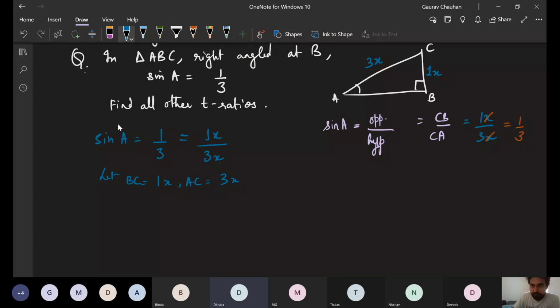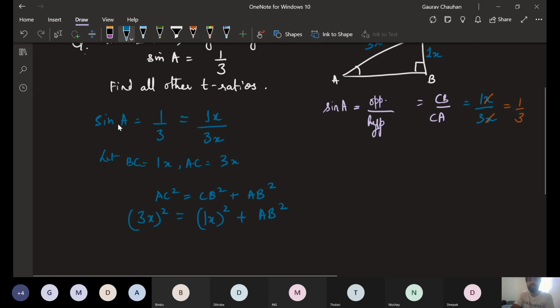Sir, CB square plus AB square is equal to AC square. Okay, AC square is equal to CB square plus AB square. Yes. Now whatever you know, put that in. Sir, we know CB, which is 1x, and AC, which is 3x. And this is AB square. Everyone following Dilruba so far? Anyone has any doubt how this happened?